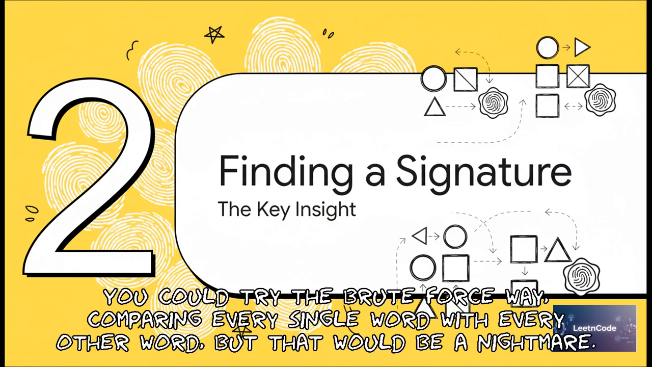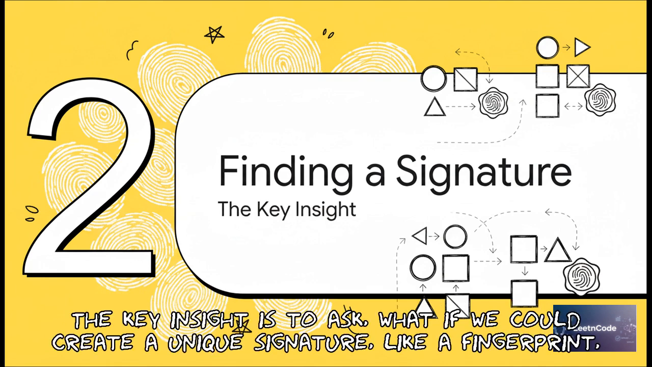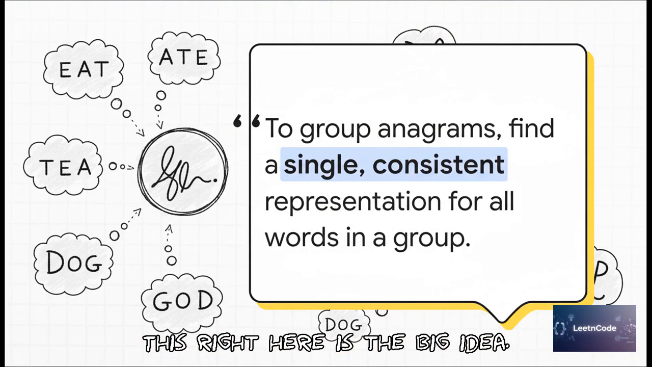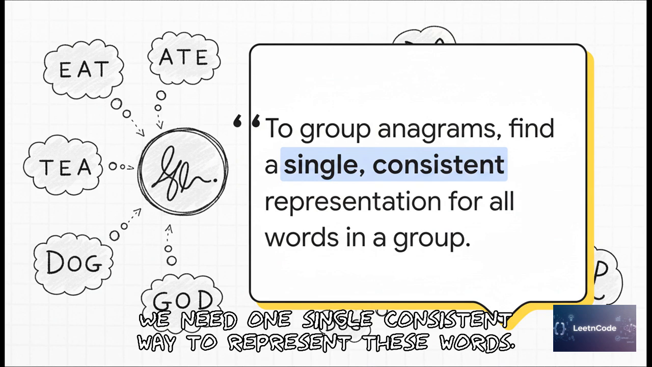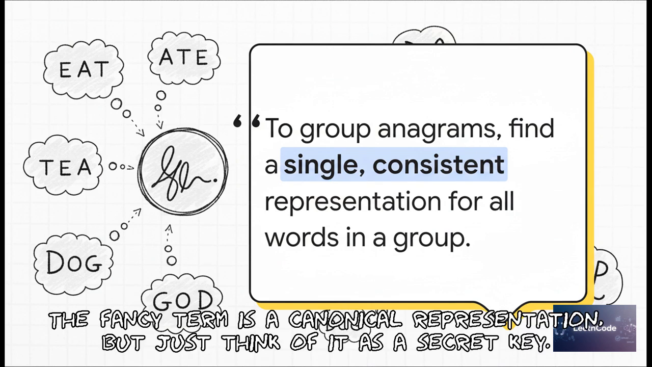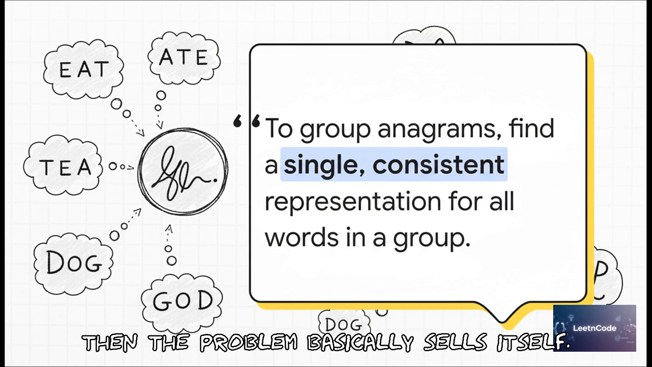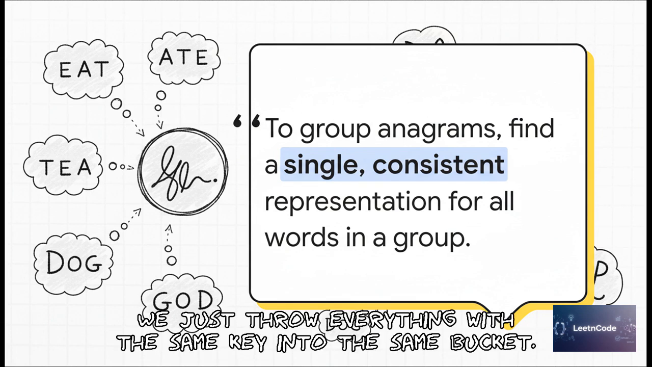You could try the brute force way, comparing every single word with every other word, but that would be a nightmare. No, the key insight is to ask, what if we could create a unique signature, like a fingerprint, a special code that would be exactly the same for every single word in an anagram group? This right here is the big idea. We need one single consistent way to represent these words. The fancy term is a canonical representation, but just think of it as a secret key. If we can figure out a way to process eat, tea, and ate and make them all spit out the exact same key, then the problem basically solves itself. We just throw everything with the same key into the same bucket.